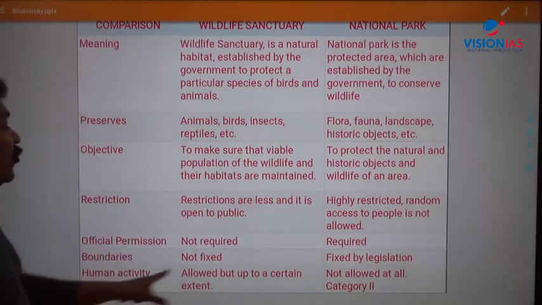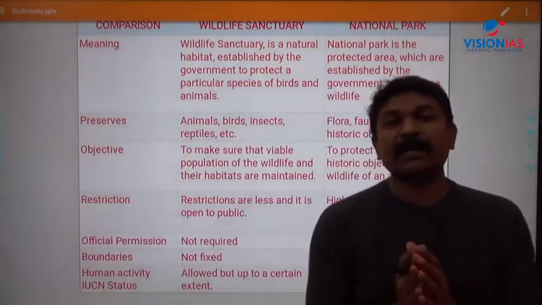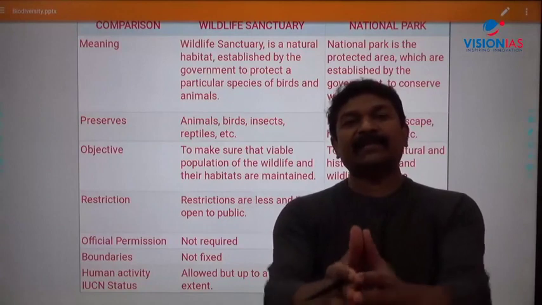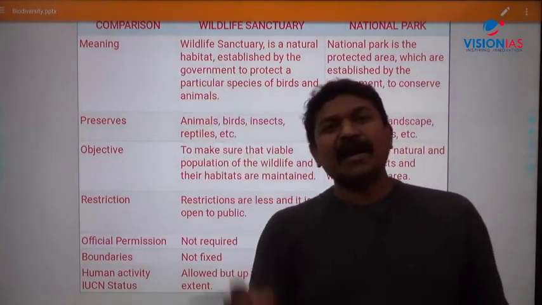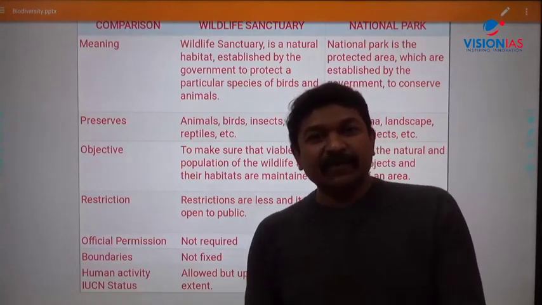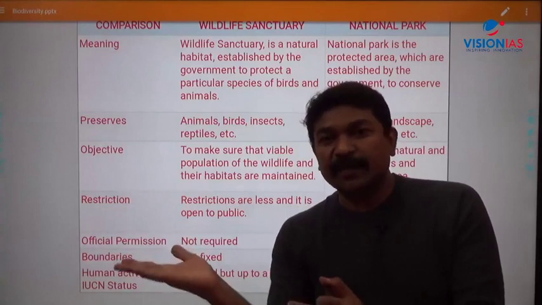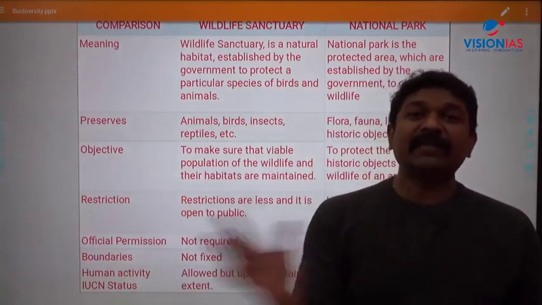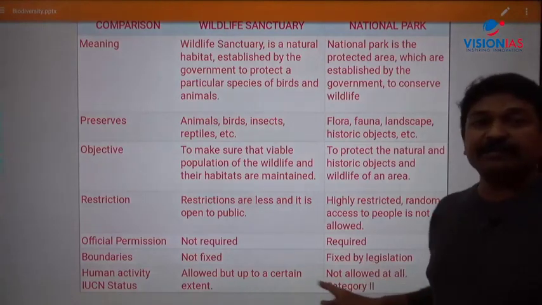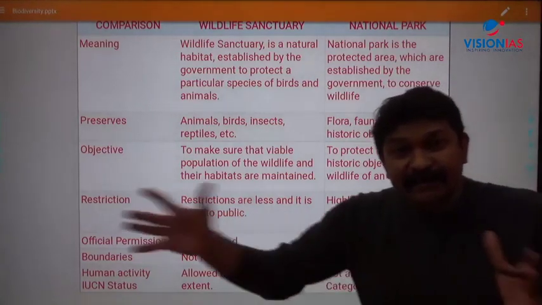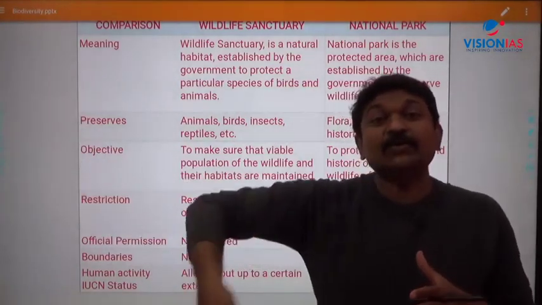Then boundaries, a very important point. The boundary of the national park is exactly fixed by legislation. It will have a clear-cut boundary, as if a line is drawn. On the other side of the line there is no national park, but this side of the line, everything is protected. The boundary is fixed by legislation. It will not have a range. There is one line.